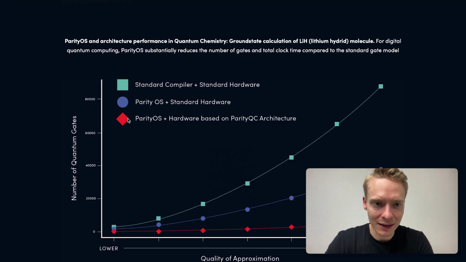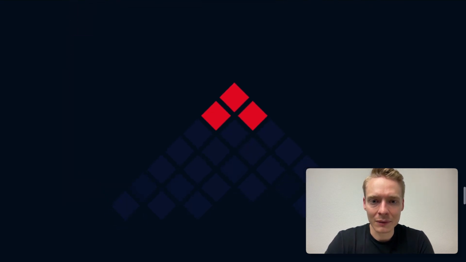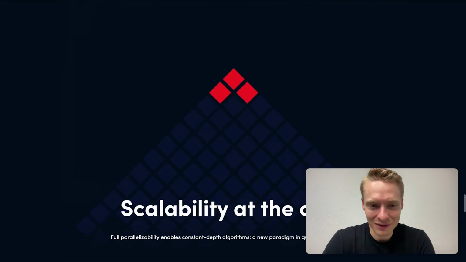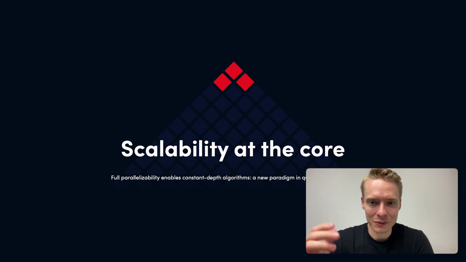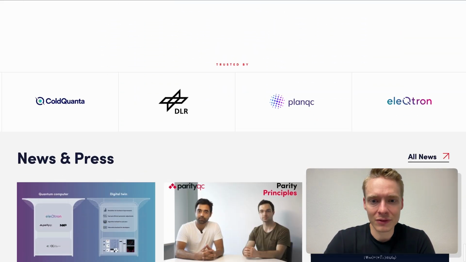And then the last one, the red row, is ParityOS plus hardware based on ParityQC architecture. So that's probably now some quantum type of hardware, I would guess. And that's the lowest line here. Okay, so that means it performs best, right? And not just a little better, but really a lot better than the other ones. Okay. Software and hardware and parity.